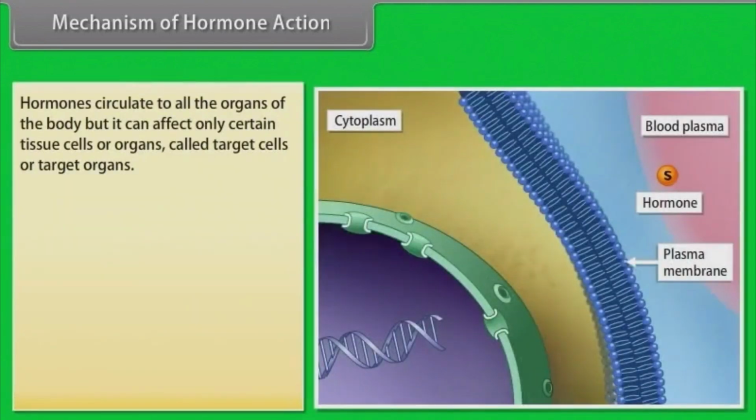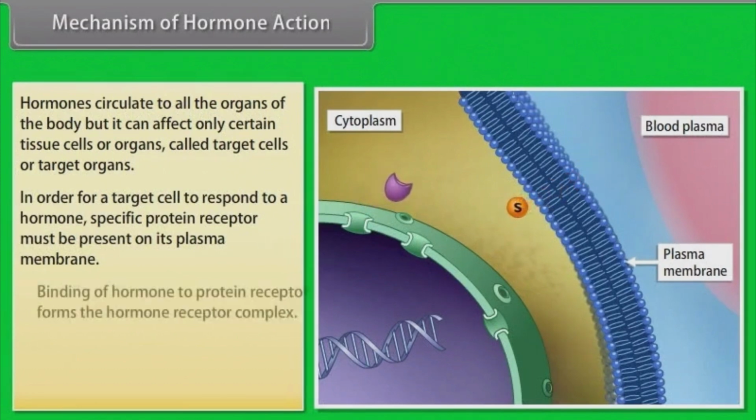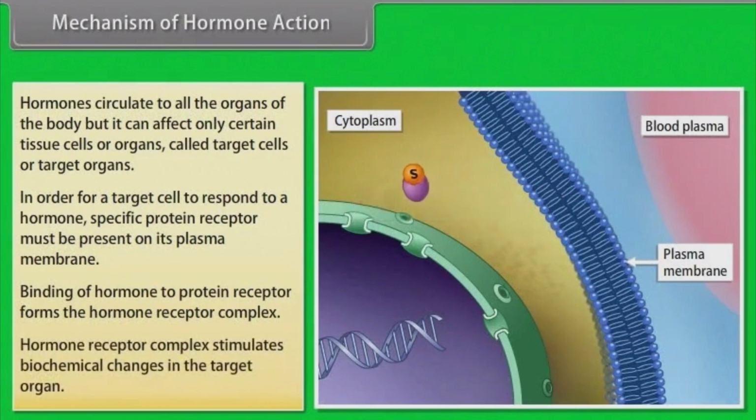Mechanism of hormone action. Hormones circulate to all the organs of the body, but they can affect only certain tissue cells or organs called target cells or target organs. In order for a target cell to respond to a hormone, a specific protein receptor must be present on its plasma membrane. Binding of the hormone to the protein receptor forms the hormone receptor complex. The hormone receptor complex stimulates biochemical changes in the target organ.